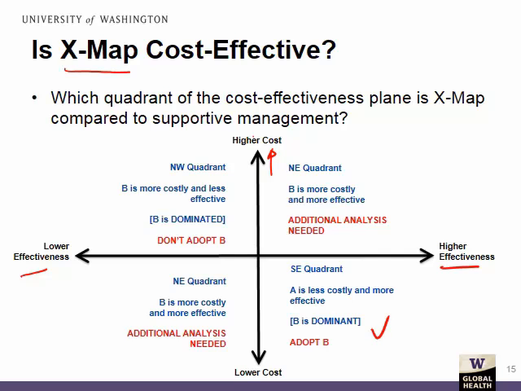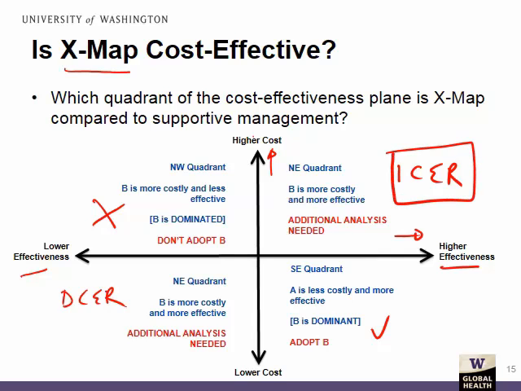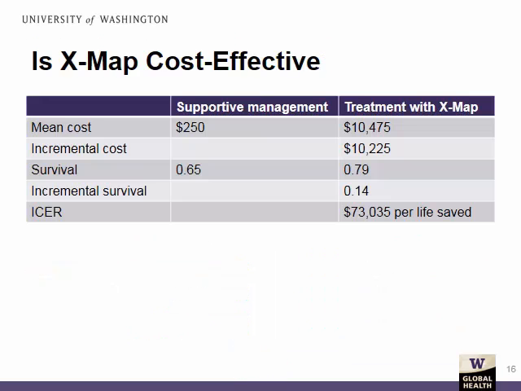You definitely do it. If it increases cost and lowers effectiveness, it's a bad strategy. You don't do it. In this quadrant, if you lower costs and have lower effectiveness, then you calculate a DSA. And if you have higher costs and higher effectiveness, then you calculate an ISA. Since XMAP increases cost and increases survival, it is in this quadrant, and we need to calculate an ISA. So here is the ISA calculation.